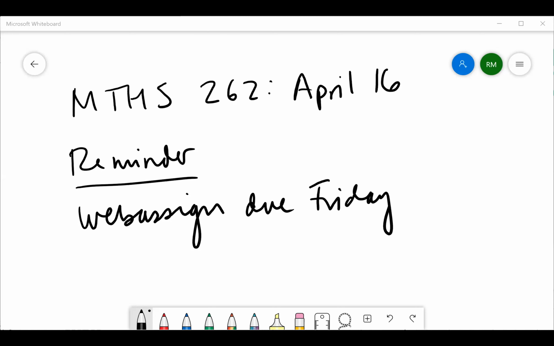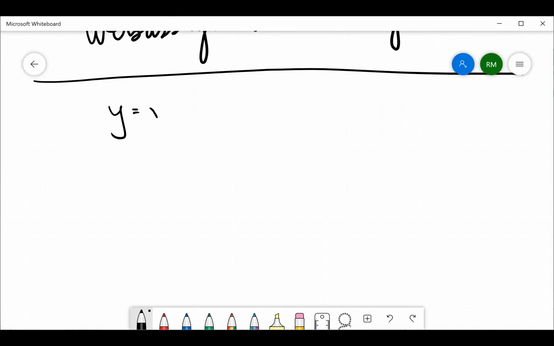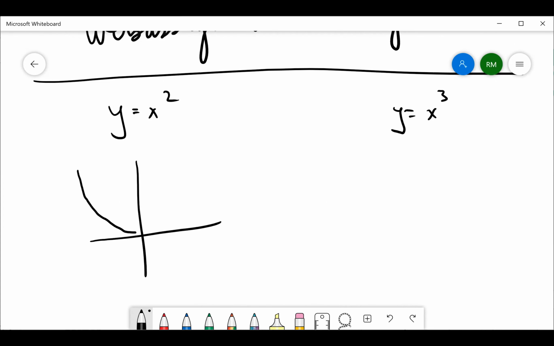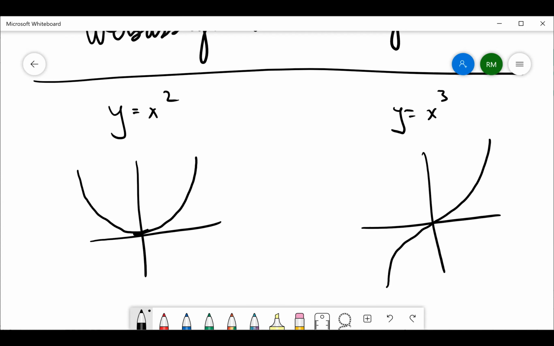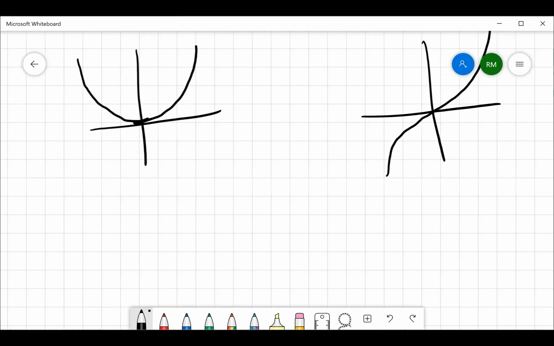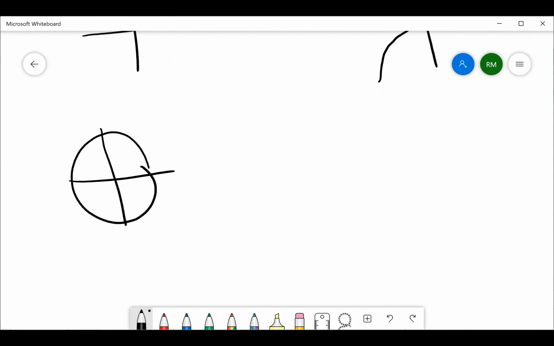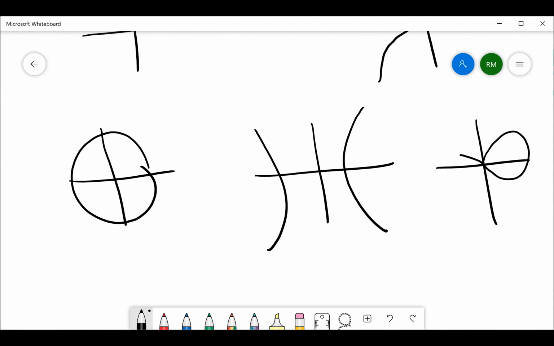So here are some functions that you are familiar with. You've seen functions that look like y equals x squared and y equals x cubed. So these are functions that you can graph. What about some other graphs, such as this, or this, or this? Are these graphs of functions? No, why not? It's because they do not pass the vertical line test. Therefore, we need another way of graphing these more complicated looking curves that are not graphs of functions.